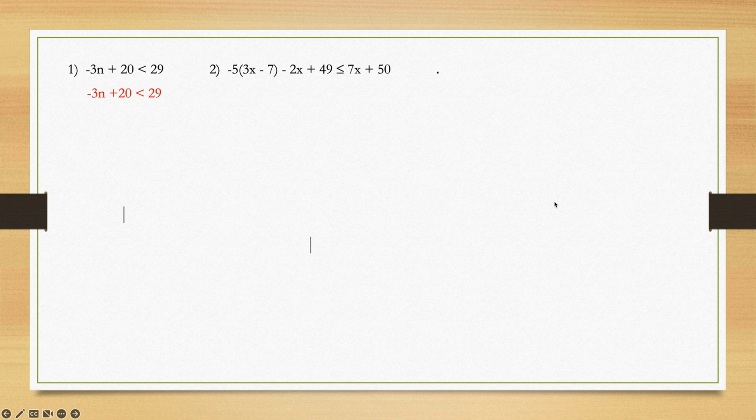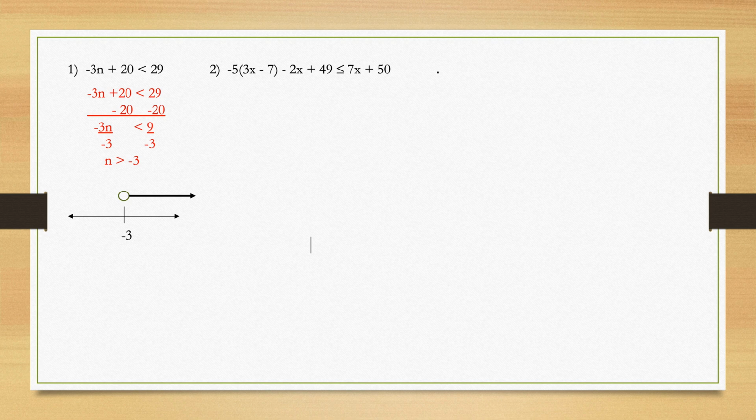So I subtract 20, -3n is less than 9, divide by -3. Remember, if you multiply or divide by a negative, you have to negate, that is to say switch the sign. So not only the 9 becomes -3, but the less than becomes greater than. So there's my graph, okay?